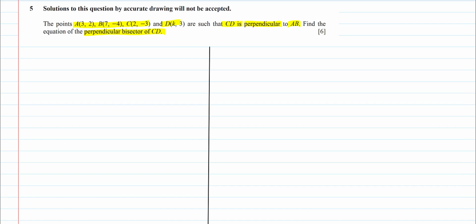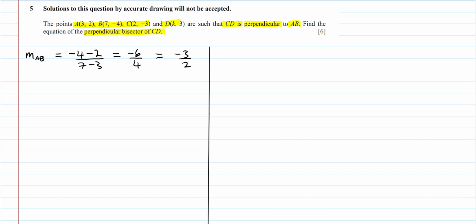So the first thing then is we'll find the gradient of the line AB. So we'll write that as m_AB. That's going to equal our change in y over our change in x. So that's going to be -4 - 2 over 7 - 3. And that is equal to -6 over 4, which equals -3 over 2.